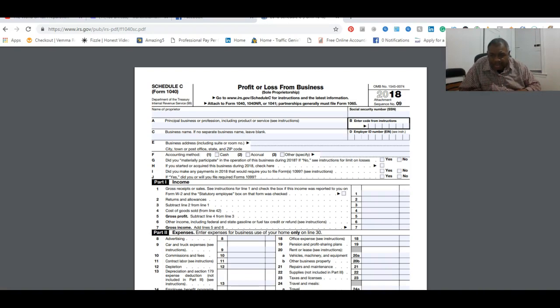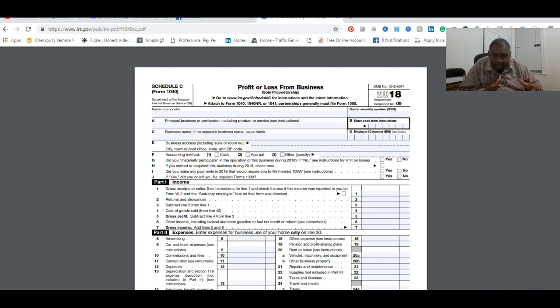Line I, did you make any payments in 2018 that would require you to file a Form 1099? That would be, for instance, if you paid people to do work for you inside of your business other than employees. Say you hired some freelancers to do a website or some social media promotion and things of that nature, that could be considered freelance work. They would get a 1099 for the work they performed for you, which you'll be able to write off as a business expense for the business.